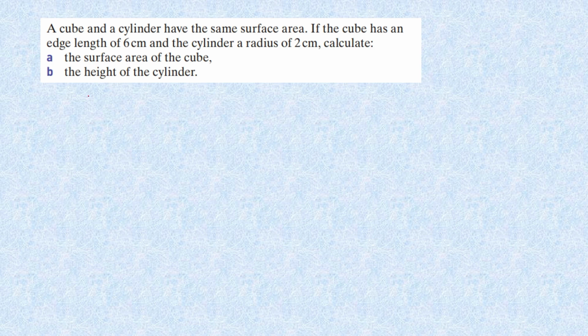Now we have a question over here. A cube and a cylinder have the same surface area. Suppose you have a cube and a cylinder and they have the same surface area. Here surface area or total surface area just means the same thing. If the cube has an edge length of 6 centimeter and the cylinder has a radius of 2 centimeter, you have to calculate two things. First, you have to find out the surface area of the cube and you have to find the height of the cylinder.